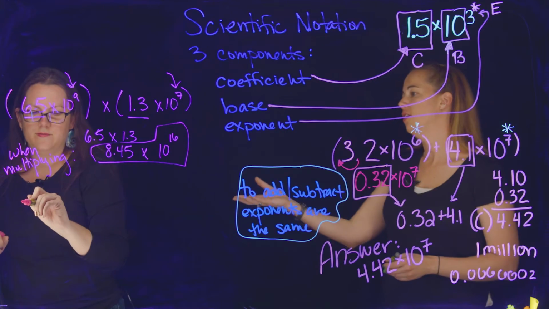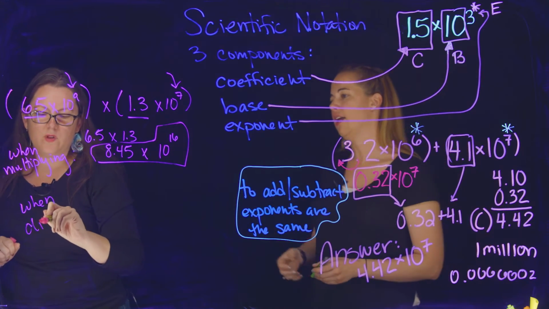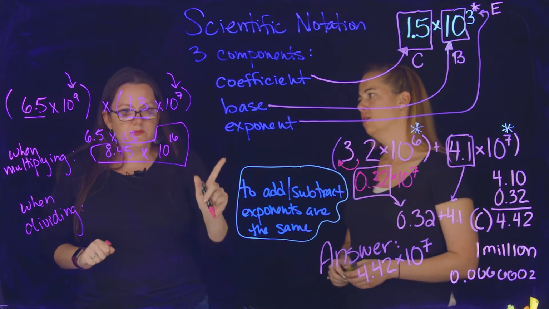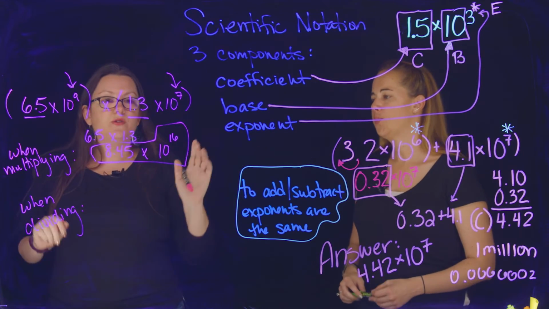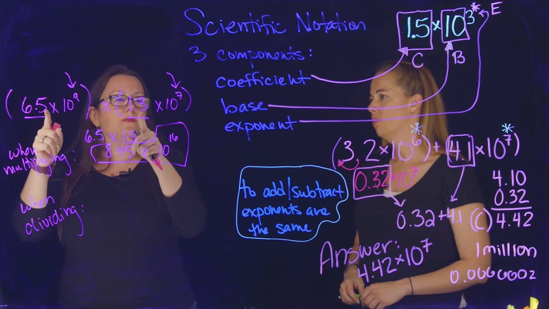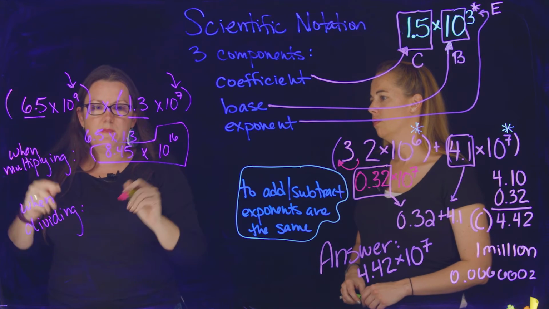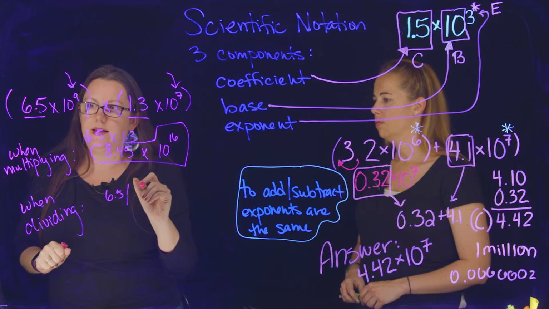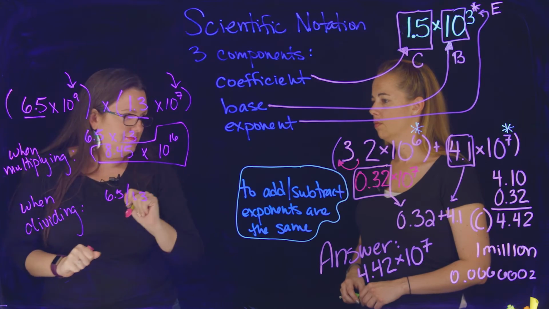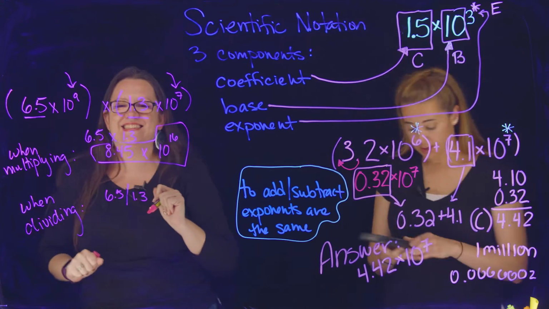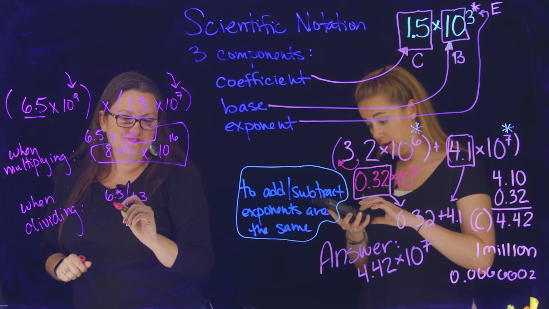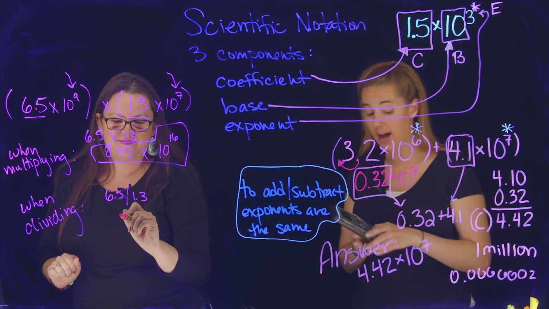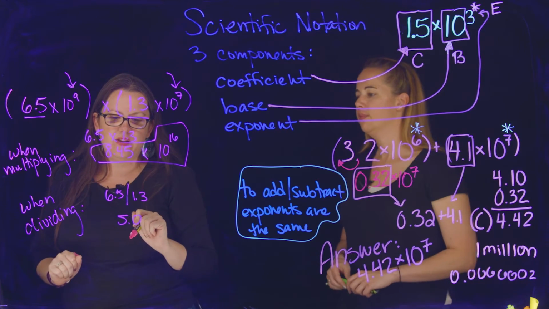Okay, dividing. If we multiply, we've got to be able to divide. So is it going to be the same rules, or are we going to tweak it? It's going to be similar, but not exactly the same. We're going to start the same way, processing our coefficients, but now we will divide them. So 6.5 divided by 1.3. You want to plug that into the calculator for me? Yes. 6.5 divided by 1.3 is 5. Even Steven. How convenient.